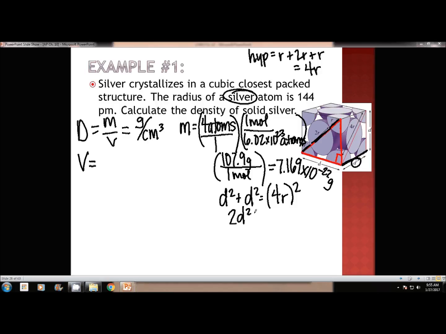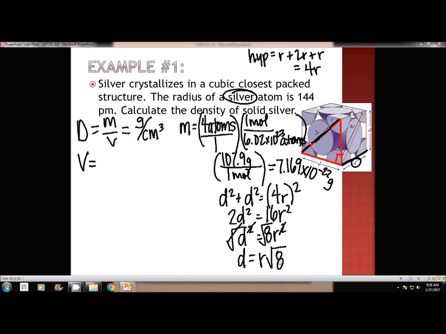So 2d squared equals, and I have to square the 4 to make 16 and the r to make r squared. Well, now let's simplify to get d by itself. Okay, well, divide by 2, so we have 8 times r squared equals d squared, and then we square root both sides to get rid of the square. So d is equal to, the square on the r is going to go away, so r times the square root of 8.